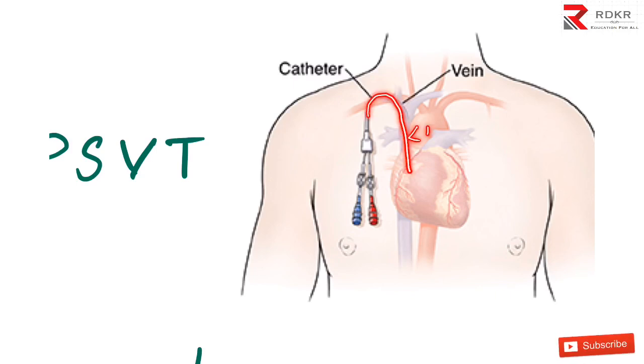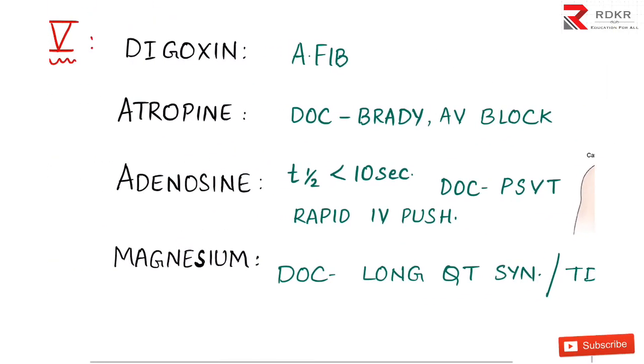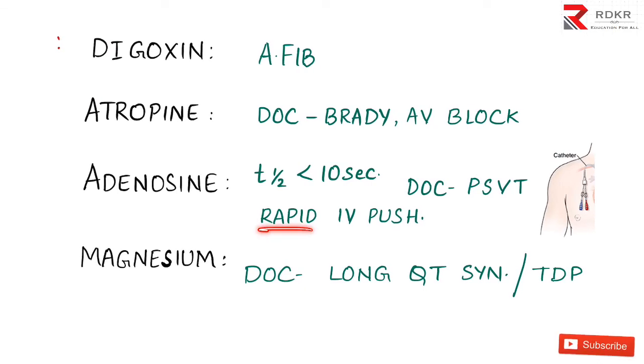So it has less than 10 seconds. It takes less than 10 seconds to reach the heart, and its effect on the heart will be acquired. That is the reason for another name, rapid IV push. It is the main drug of choice for paroxysmal supraventricular tachycardia. These are the points you have to remember about adenosine.